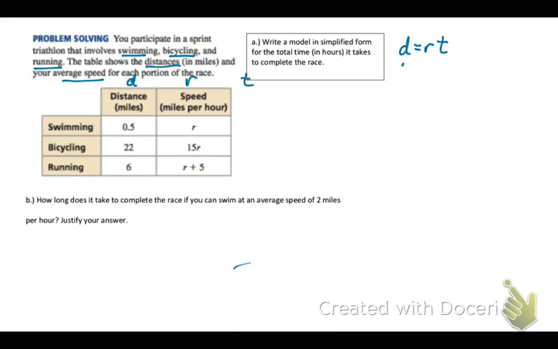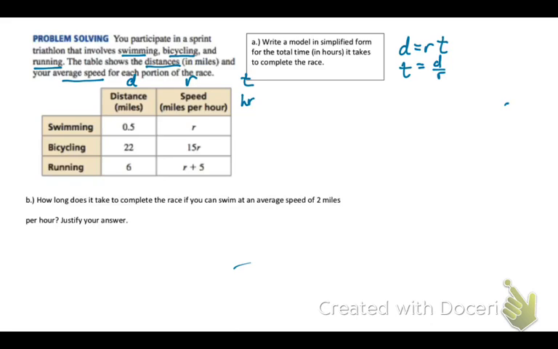Now, question A says write a model in simplified form for the total time that it takes to complete the race. So using that distance equals rate times time formula, I'm going to rewrite it. I'm going to solve for time. So now I can see that time equals distance divided by rate. So I'm going to add a third column to my table with time.